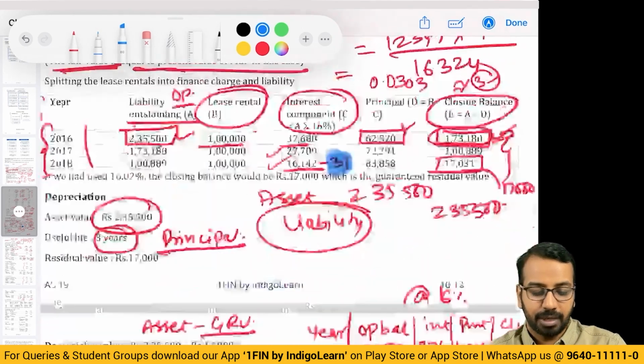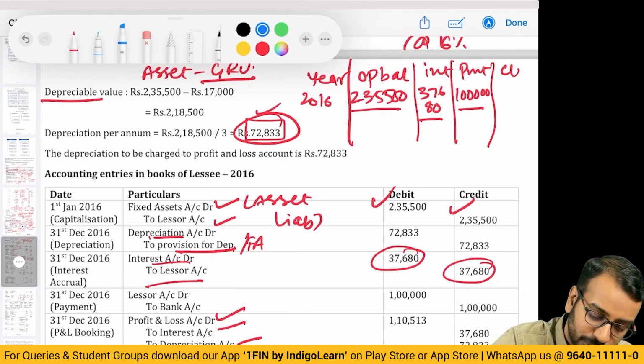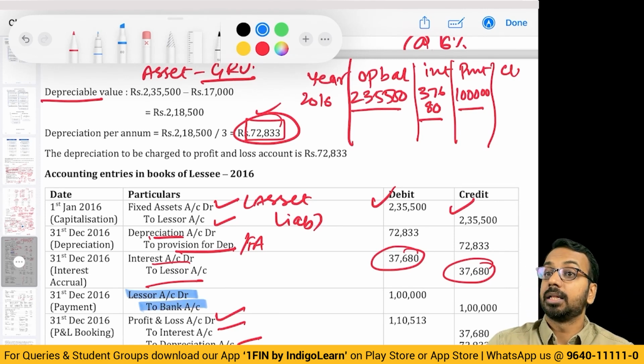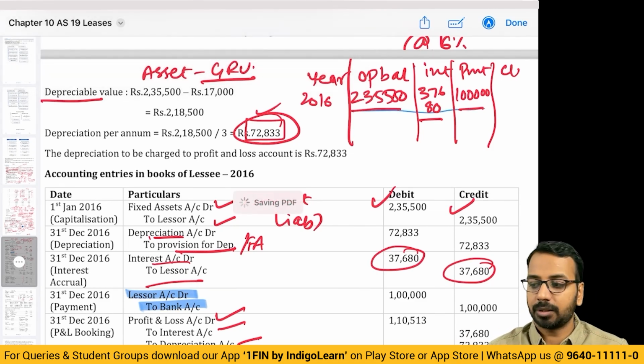Okay. Set of entries, quick revision. Capitalization entry, fixed asset to lessor. Depreciation entry, interest entry, transfer to P&L, and payment also, lessor to bank account. Okay. Any questions in this set of entries and also the calculation part?